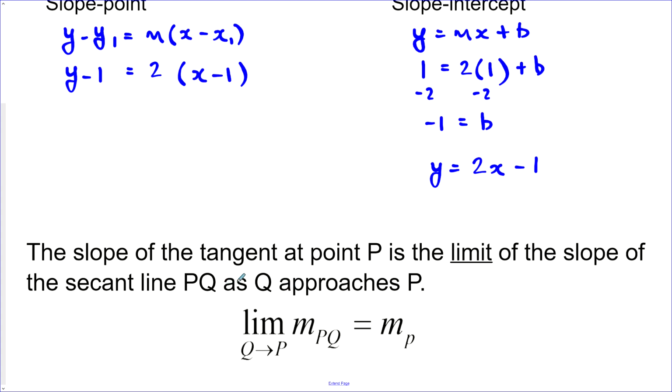Now the slope of the tangent at point P is the limit of the slope of the secant line, PQ, as Q approaches P. So this is how we write it. LIM for limit, and we say what's moving where, so Q is getting closer and closer to P. This is the slope of the secant line, PQ. And the limit, if we could hypothetically go infinitely close to P, then we would get the slope of the tangent line at P.